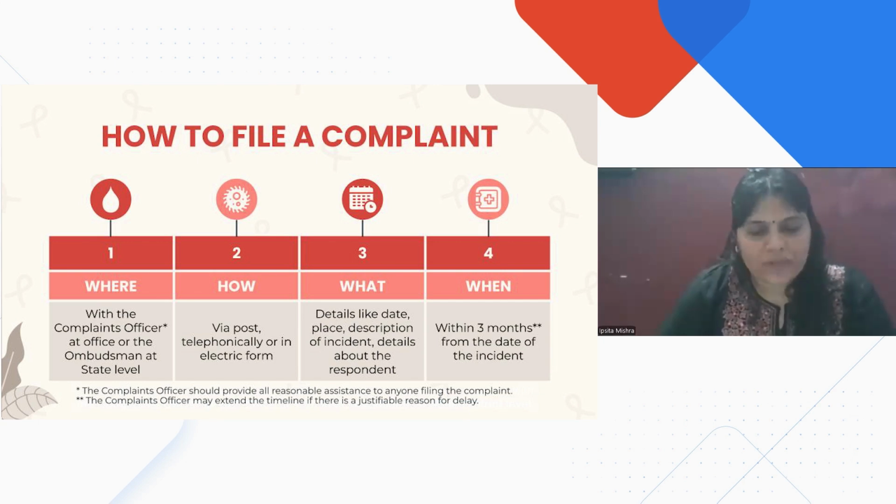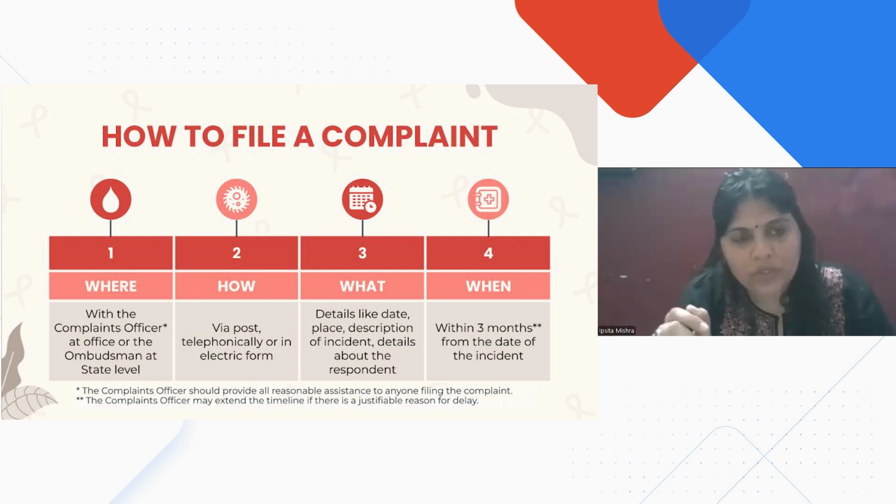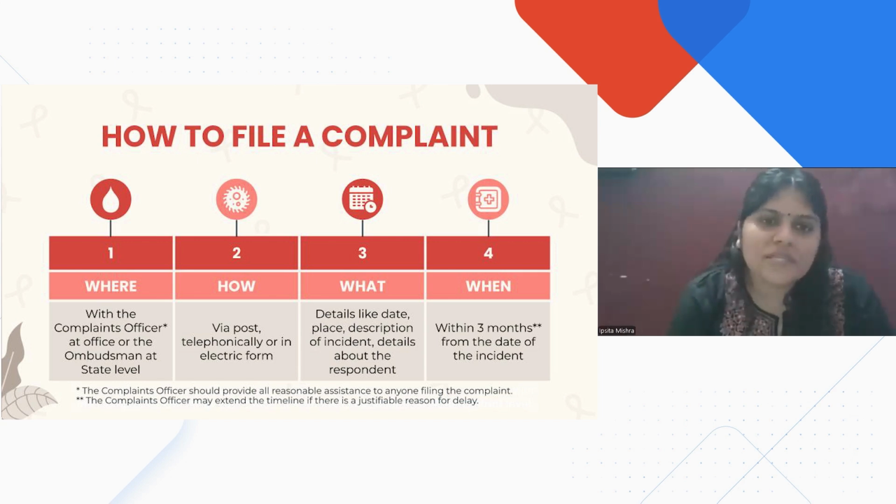The third is, when you're writing a complaint, what exactly does the complaint need to include? It should have all the details of the incident. For example, today is 22nd of August. On which date did the stigma or discrimination take place? Who did the discrimination? At which place, like workplace, which place, date, and all the details about the person who has inflicted the discrimination. All these details need to go into this complaint.